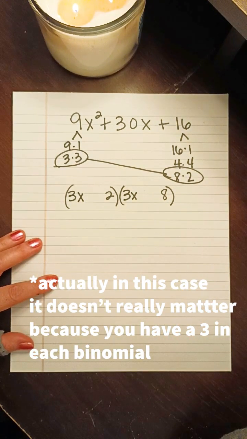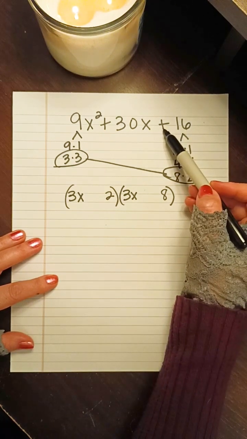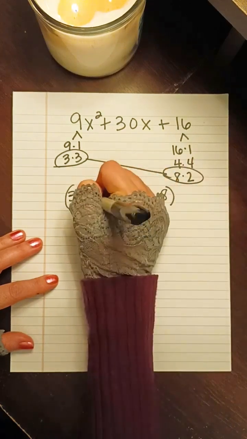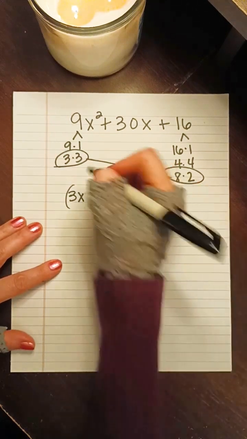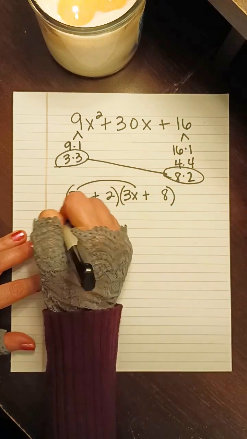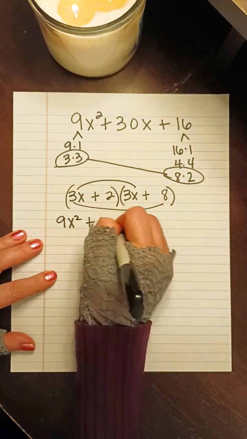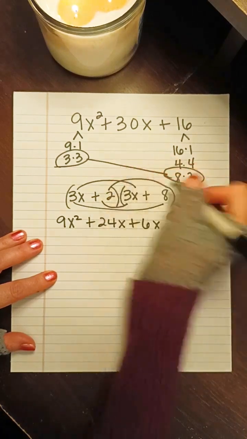And now I need to worry about my signs. That's my last step. So I need to multiply to get a positive number and add to get a positive number. So I'm going to have them both be positive. And if I FOIL, that's checking my work, I should get the original quadratic. So first, outside, inside, and last.